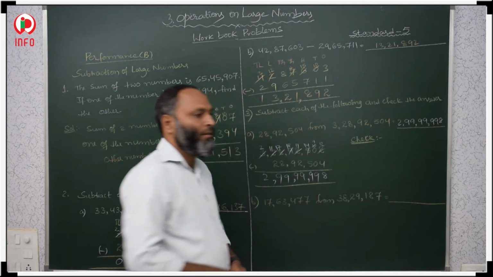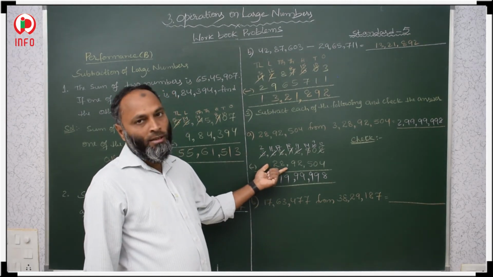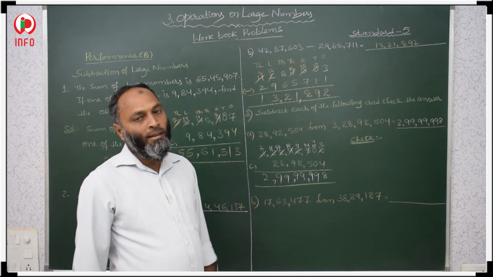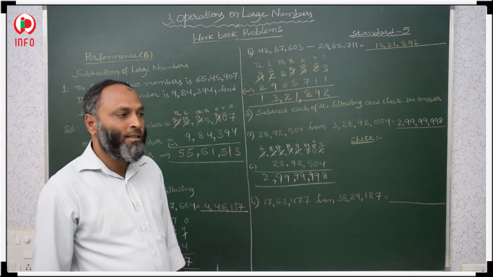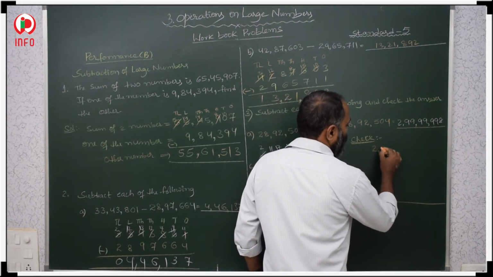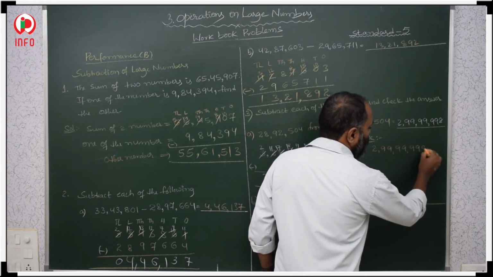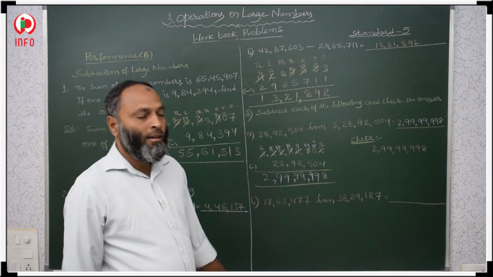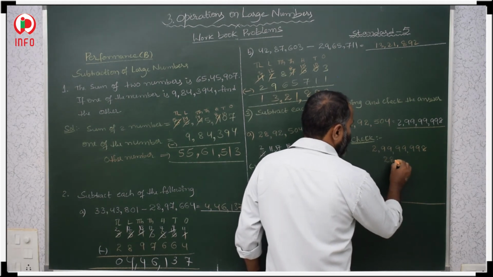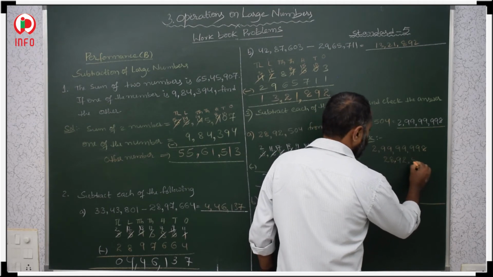How to check? Now we have to add the difference and the subtrahend. If we add difference and subtrahend, we should get this number. Then our answer is correct. Now you take the difference. What is the difference? 2 crore 99 lakhs 99,998. This is the difference. And the subtrahend is 28 lakhs 92,504.